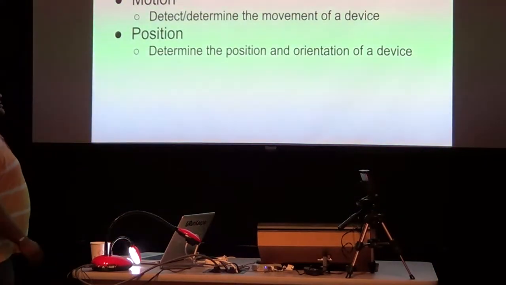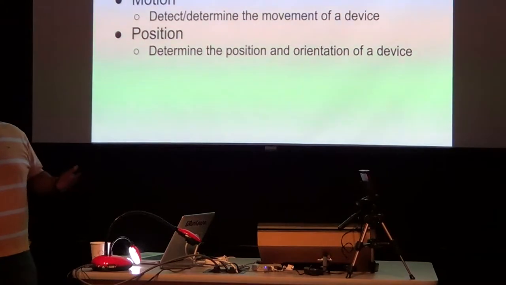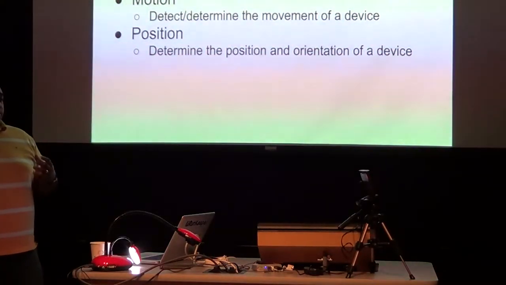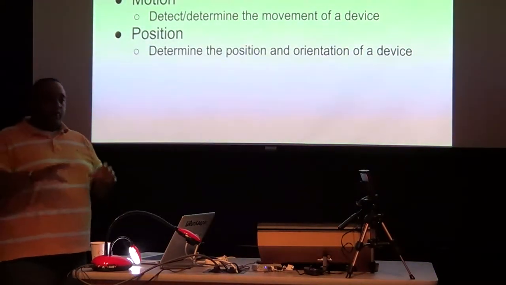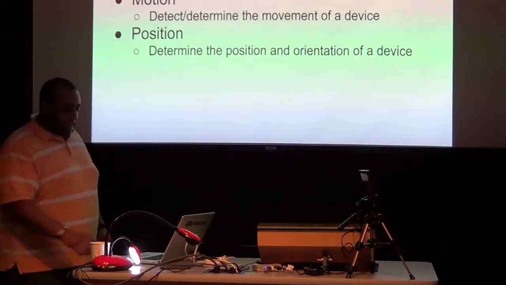So, types of sensor data. Sensor data can, for the most part, be thrown in three large buckets. Environmental data, which is data about the external environment; motion data, which is data for determining and detecting motion; and position data, how the phone is positioned relative to the planet for the most part.